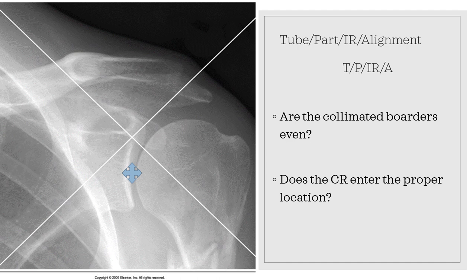Using collimation to determine the CR, the collimated borders on the projection can be used to determine the exact location of the CR placement by making an imaginary X on the projection by diagonally connecting the corners of the collimated border. The X will indicate the CR placement. As you can see, we are a little high on this particular grassy image.